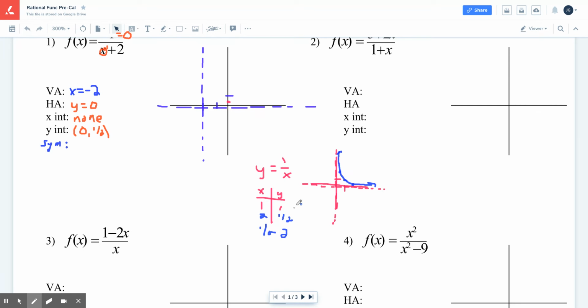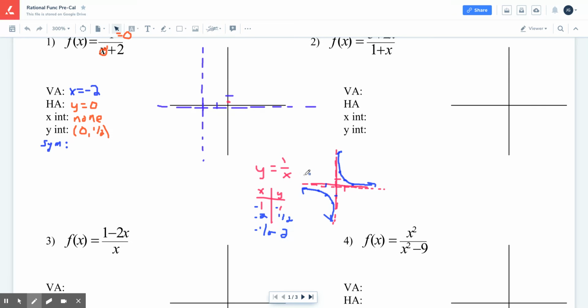On the other side, if I did the same thing, if I plugged in -1, I would get -1. So -1 is right here. If I plugged in -2, I would get -1/2, which is here. If I plugged in -1/2, I would get -2, which is here. So the graph looks like this. You always have one curve on each side of a vertical asymptote. You can't have something down here because then it's not a function. It doesn't pass the vertical line test.